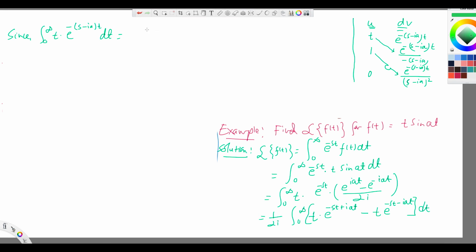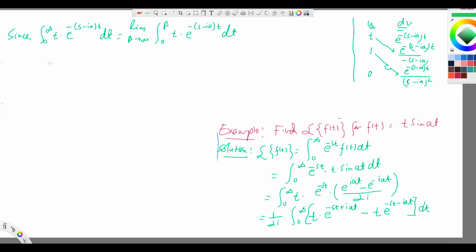So what you get is you'll have to write in the limit form. So limit as beta tends to infinity, right? And then 0 to beta. So let me write one more time like that. So t times e to the negative (s minus ia)t dt.